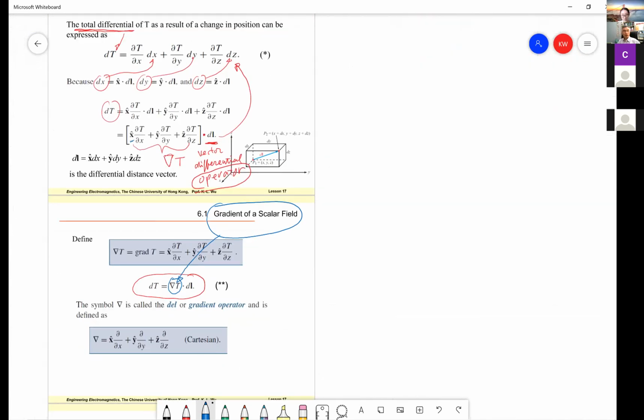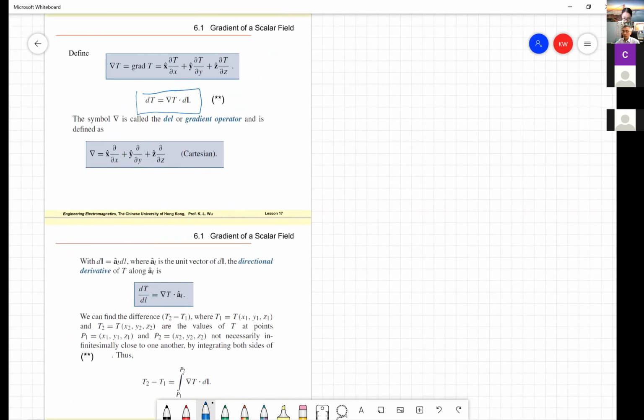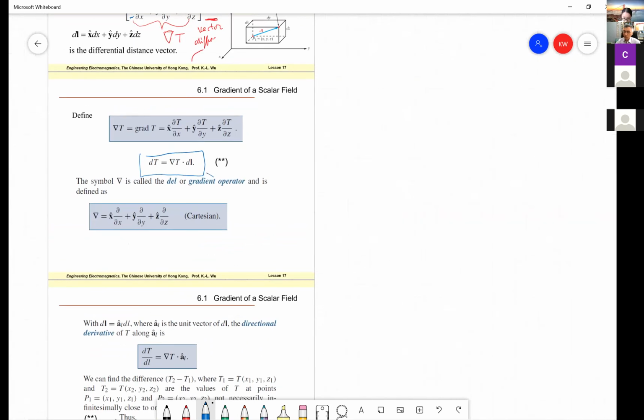Then there it is. Let's understand what exactly that means. Why is this gradient useful? Why is the gradient useful? Let's look at this definition. This definition I can write in this way.